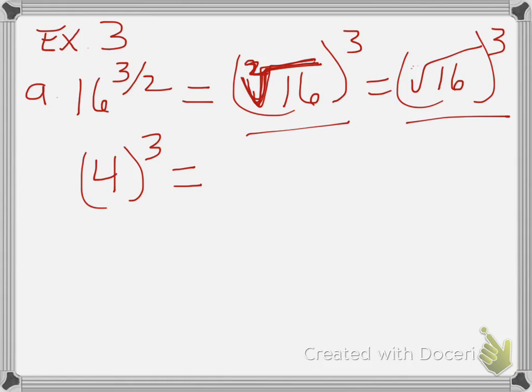What is 4 to the third power? 4 times 4? 16. 16 times 4? 64.